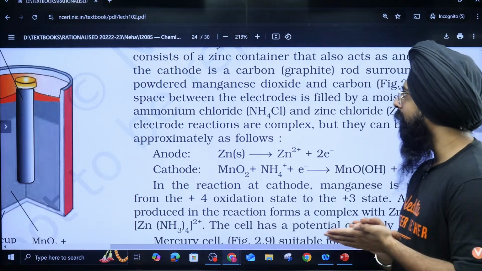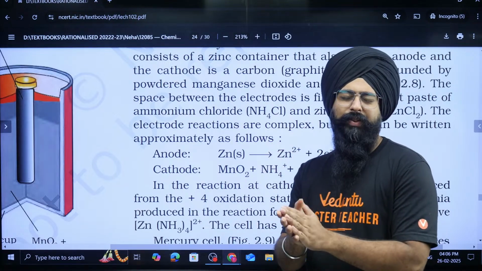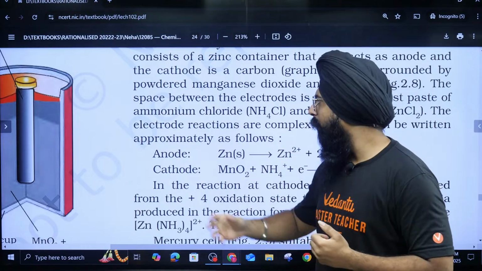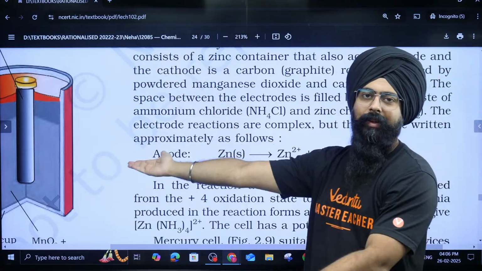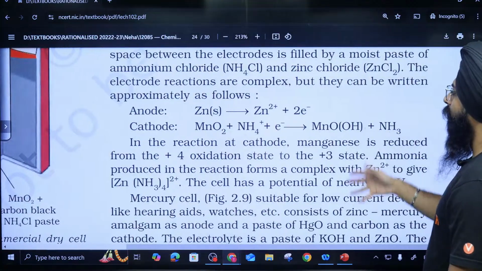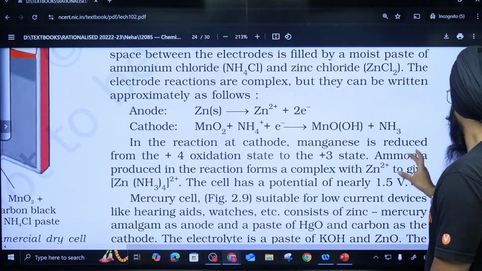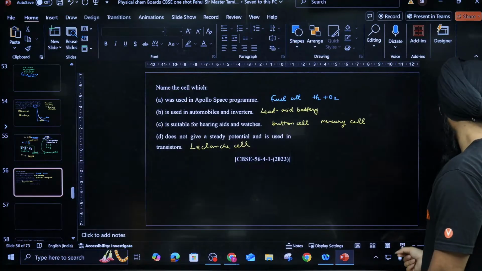Yeah. So as a chemist, this is what makes me sad about our education system, that the simplest of things are made complicated. This is a typical dry cell that we use every day. You can read about it later if you want. Leclanche cell.